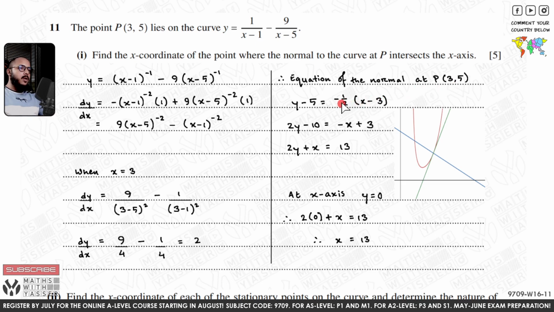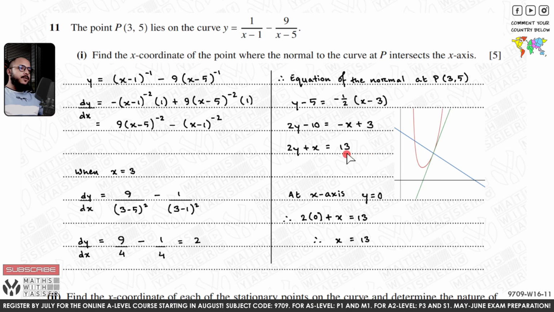So we have the coordinate and we have the gradient. So we can use the formula y minus y1 equals m times x minus x1 to find the equation of the normal line. That will be y minus 5 equals minus half times x minus 3. Simplifying this, we get 2y minus 10 equals negative x plus 3. So 2y plus x equals 13. This is the equation of the normal, the equation of this blue line.